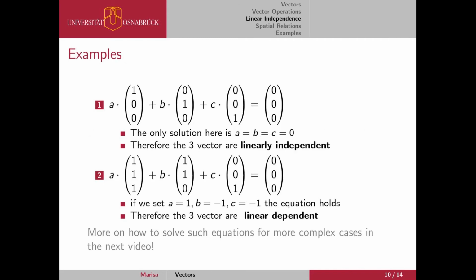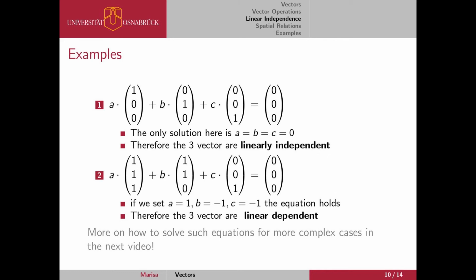Here you can see linear combinations of different vectors to produce the zero vector. In the first example, we have the vectors (1, 0, 0), (0, 1, 0), and (0, 0, 1). And we weight them with the scalars a, b, and c to hit the zero vector. And as you can easily see here, the only solution would be to set a, b, and c to 0. And therefore, the three vectors are linearly independent, because there's no other way we can combine them so that the zero is reached in each dimension.